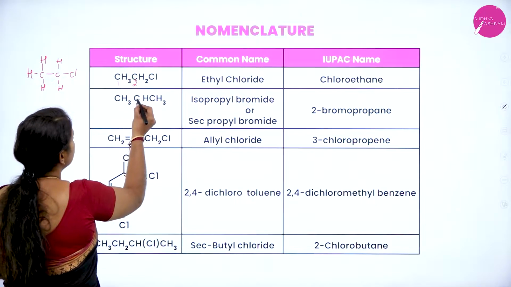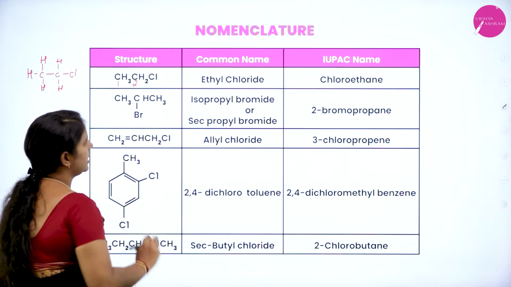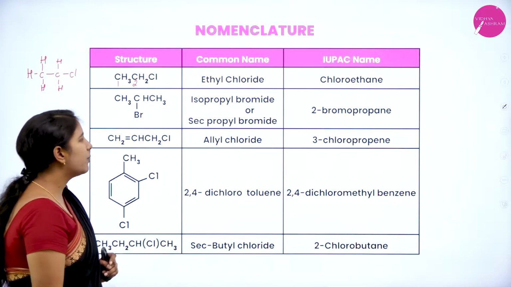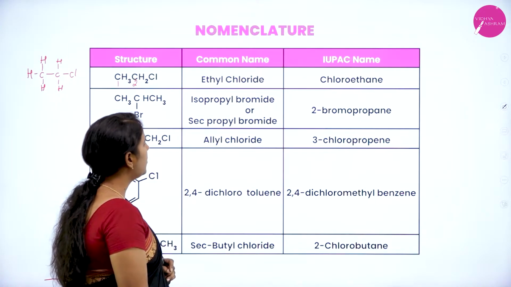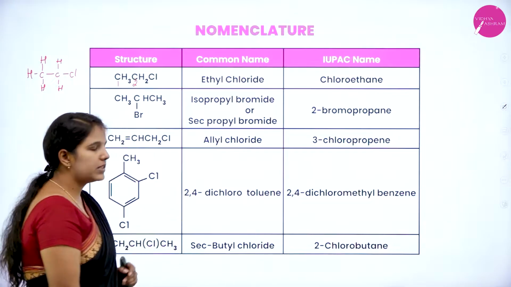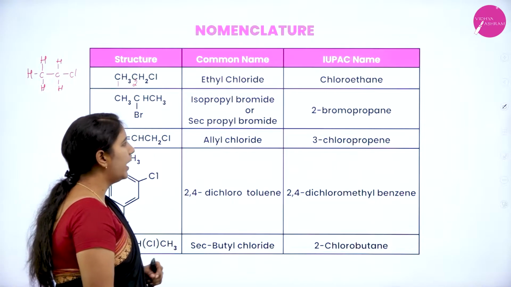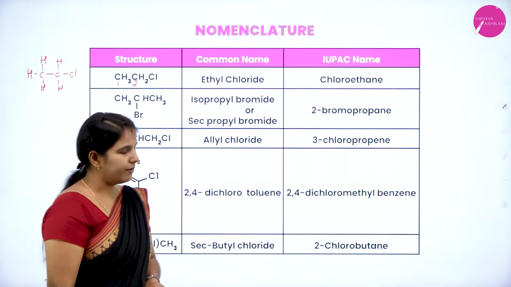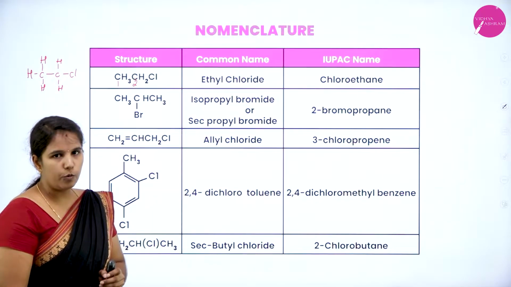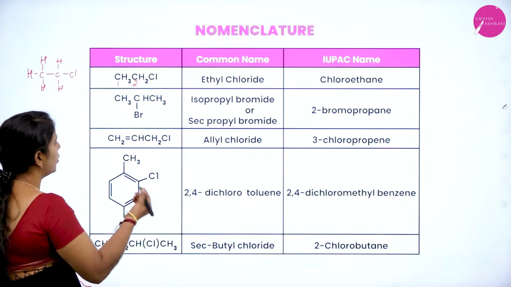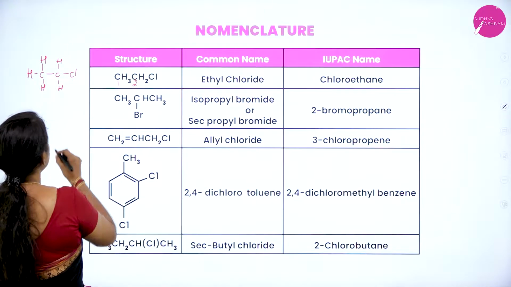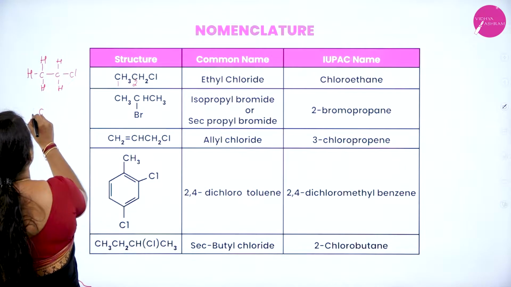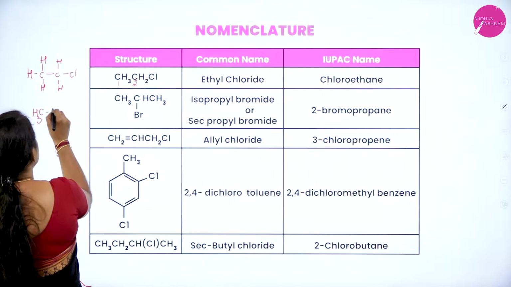Next, we have one more example, CH3CHBrCH3. The common name of this compound is isopropyl bromide, or you can say secondary propyl bromide, and the IUPAC name will be 2-bromopropane. How to name it as 2-bromopropane? I can rewrite this structure as CH3CHBrCH3.